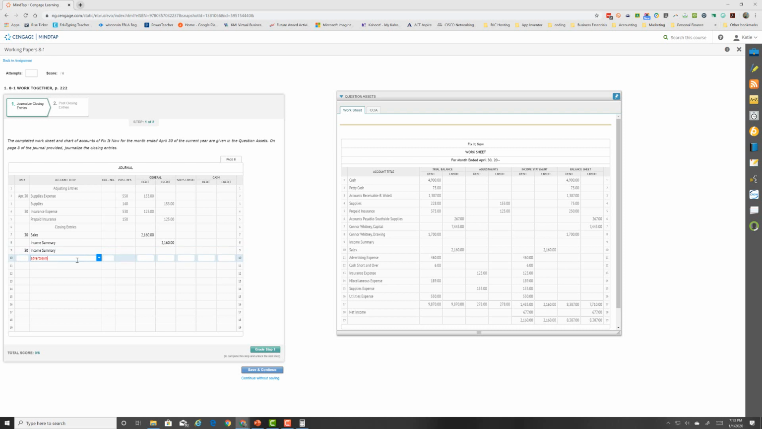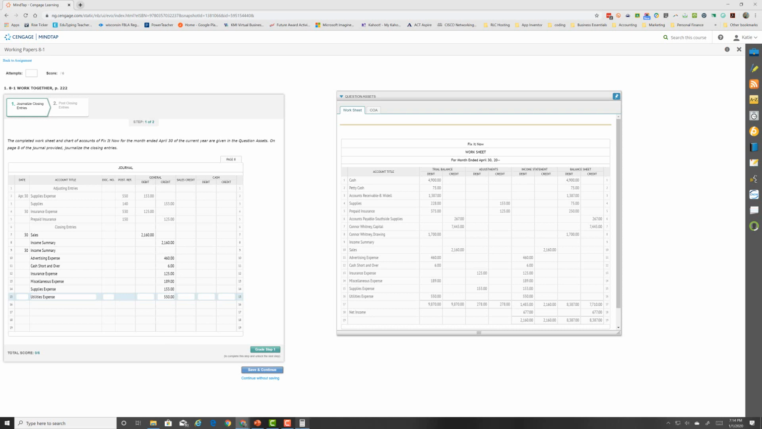So I'm going to do advertising expense, and I'm going to credit it plus 60. And I'm going to do cash short and over for $6. Insurance expense for $125. Miscellaneous for $189. Supplies expense $153. Utilities for $550.